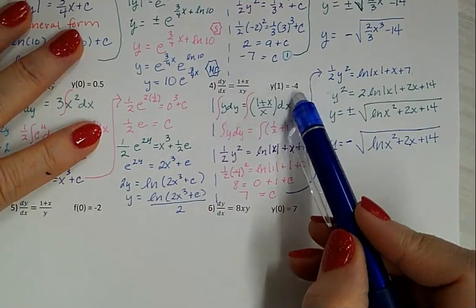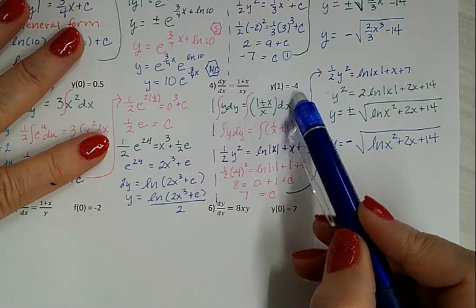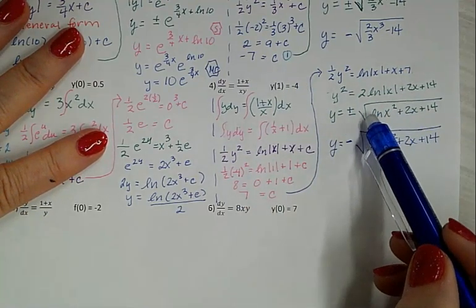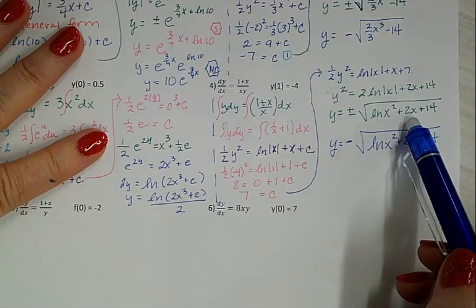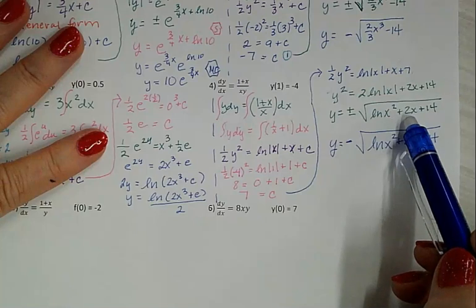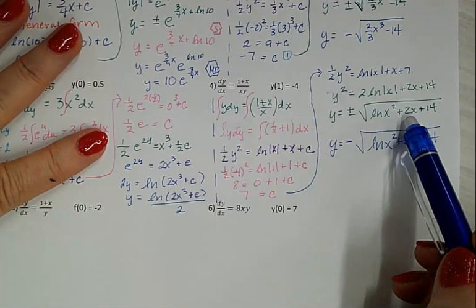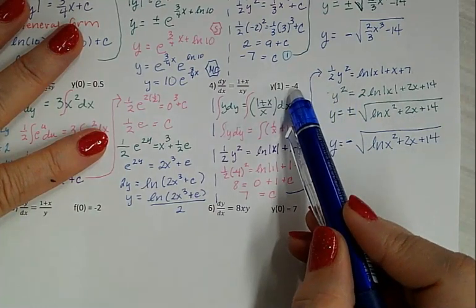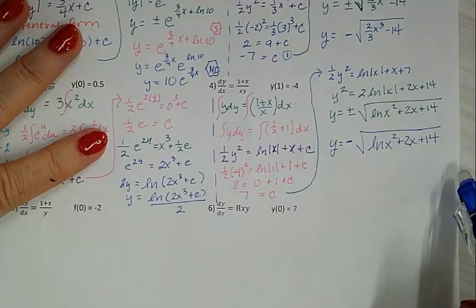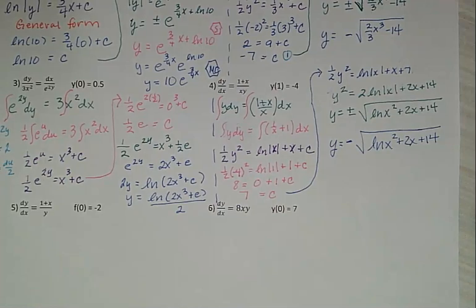So now I'm going to use my initial condition to figure out what's going on here. So I'm going to plug in for my x. So 1 squared is 1. Natural log of 1 is 0. 2 times 1 is 2 plus 14. So 14 plus 2 is 16. The square root of 16 can be either 4 or negative 4. Which one do I need it to be? I need it to be negative 4, so I'm going to take the negative version of the equation for my answer.